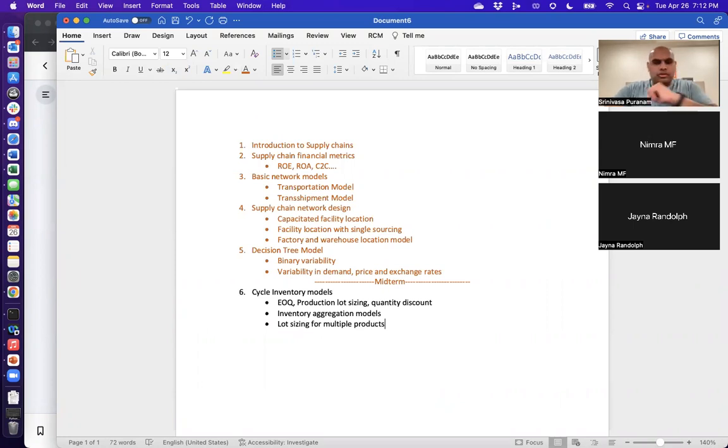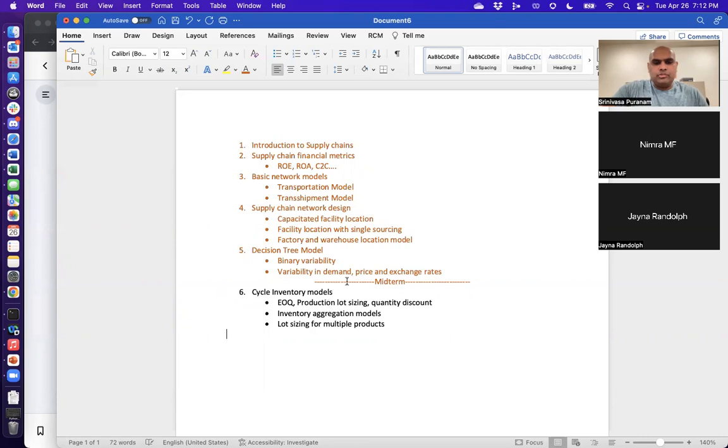This is where some products are ordered more often and some are not ordered very often. Do you order the same number of items every time, or do you order them all at once? Do you do them separately? Do you do tailored sourcing? There were three different sub-ideas that we saw. So that was a cycle inventory model. This was chapter 11.